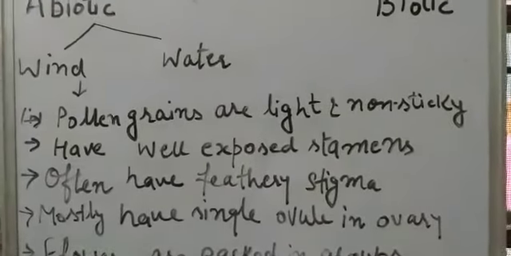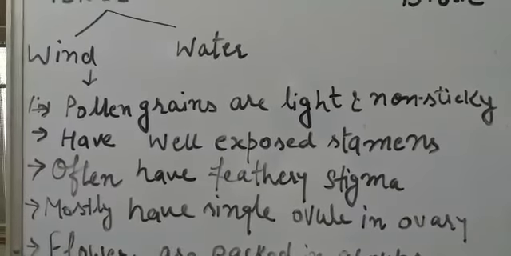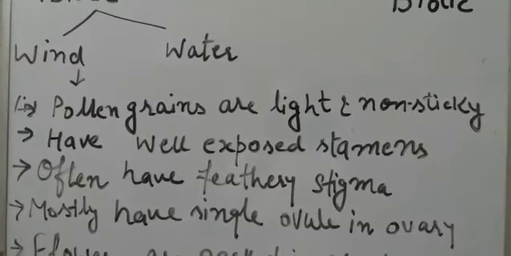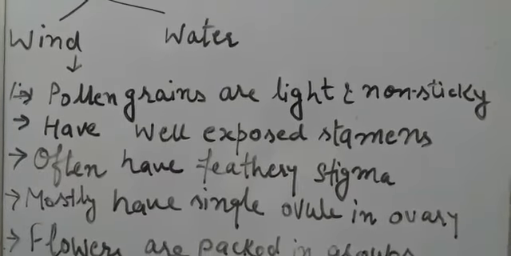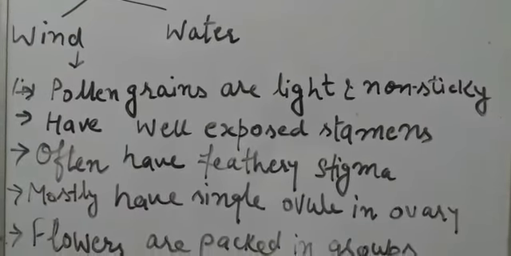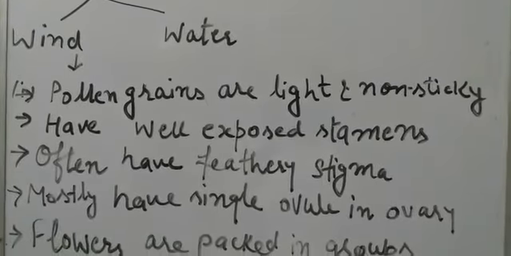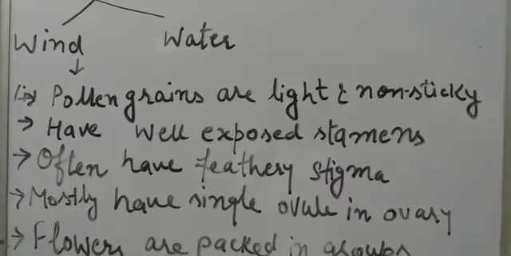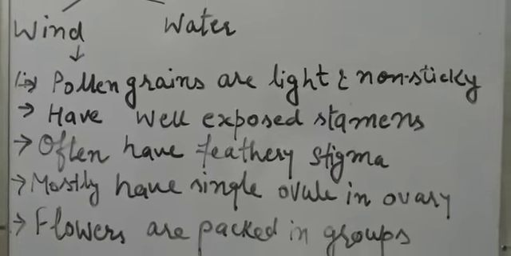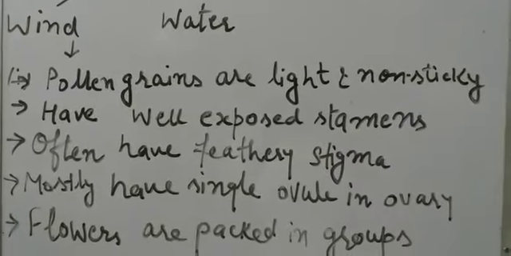Clear? The first one is that flowers which are pollinated by winds, they are having pollen grains that are very light in weight, बहुत हल्के होते हैं, so that wind can easily carry them, right? And these are non-sticky. They are not having any glue-like material on them, so that they will not stick to anything when wind is carried to them, right?